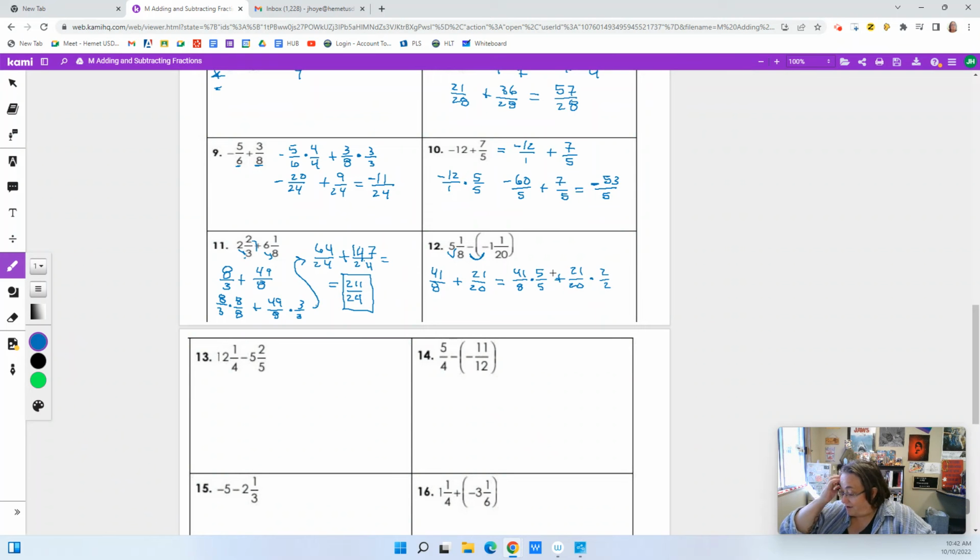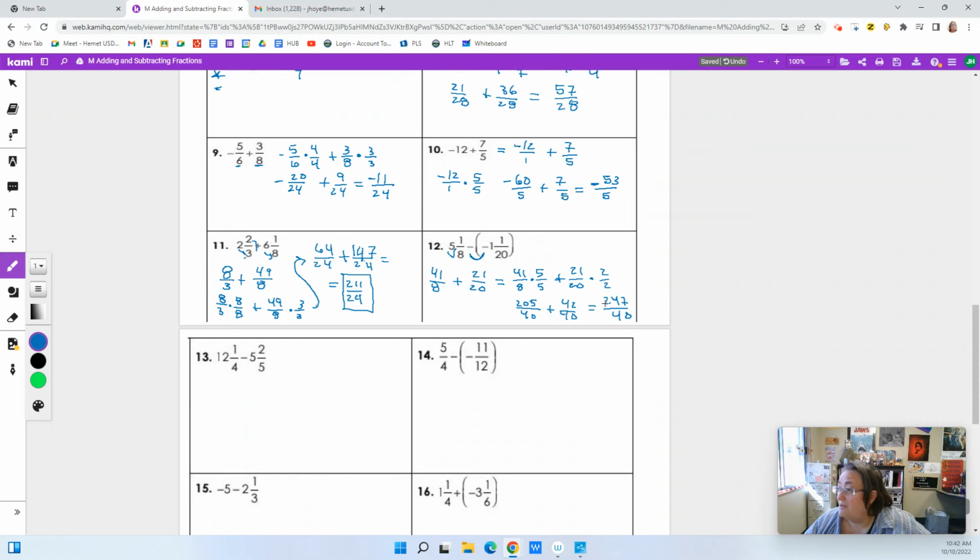41 times 5. I don't even know what that is. Yes, I do, because lucky for me, I have it written down here. So 41 times 5 is 205. But if we don't know that, we have calculators and we know how to do arithmetic. Over 40 plus 21 times 2 is 42 over 40. And we get 247 over 40.